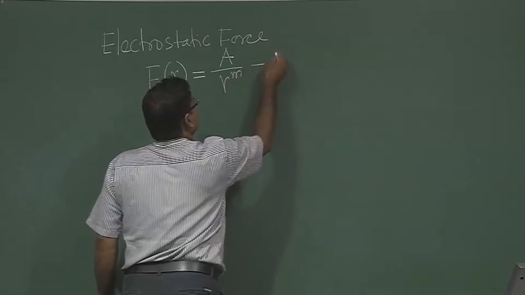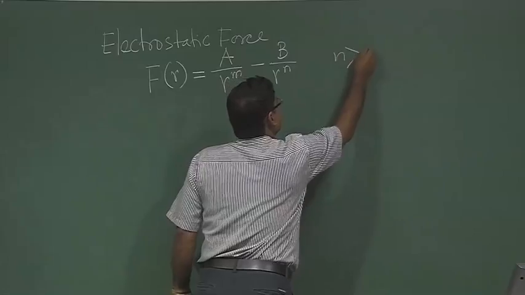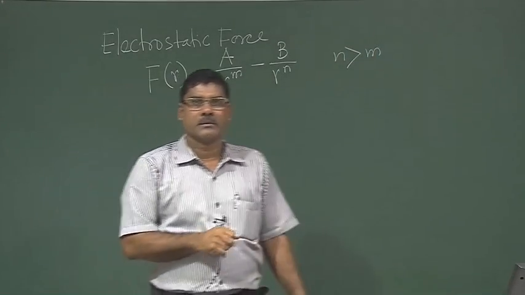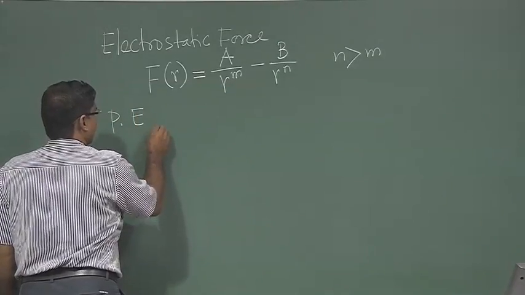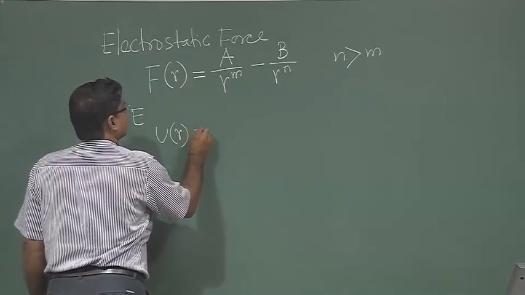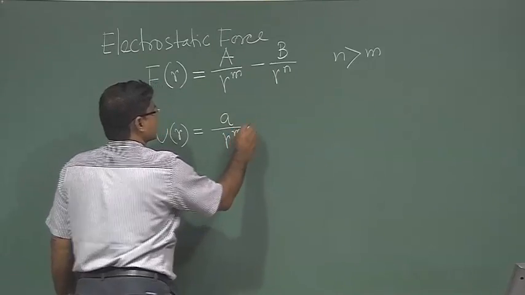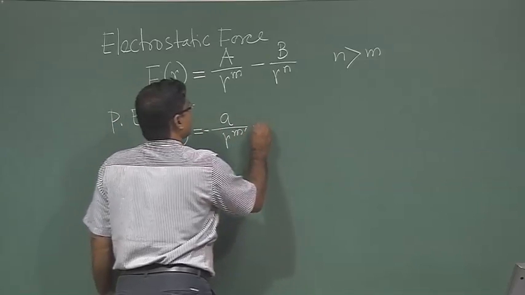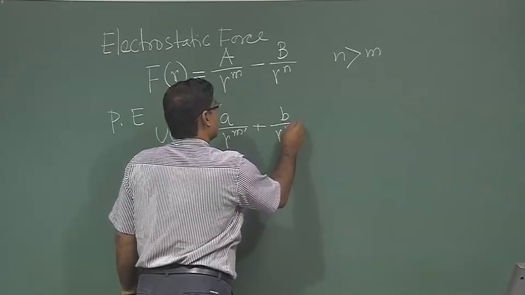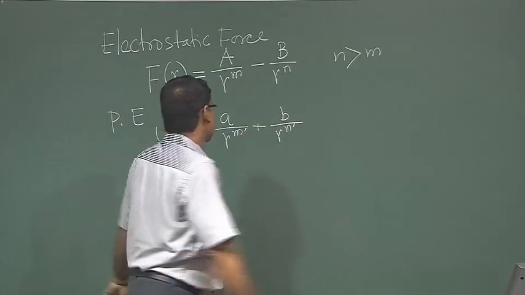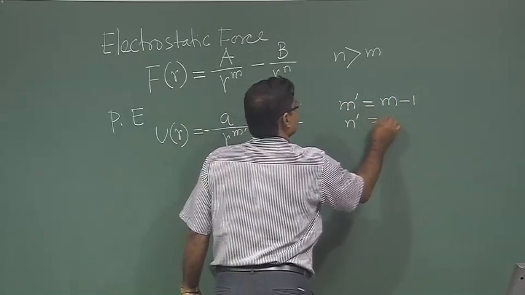r to the power m minus b by r to the power n, where n is greater than m, and corresponding potential energy u as a function of r, a by r to the power m dash, minus here plus b by r to the power n dash. In last class the dash was missing.